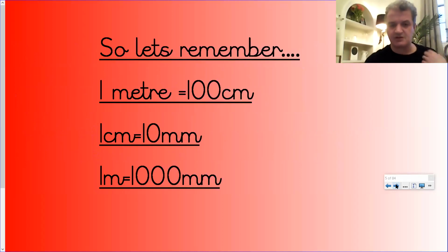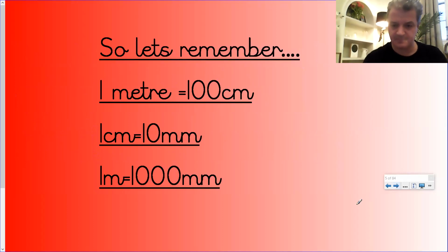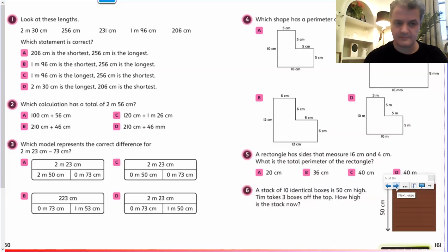Okay, let's remember those core facts. A meter is 100 centimeters. 1 centimeter is made up of 10 millimeters. And 1 meter is equal to 1,000 millimeters. Okay, so my first question.